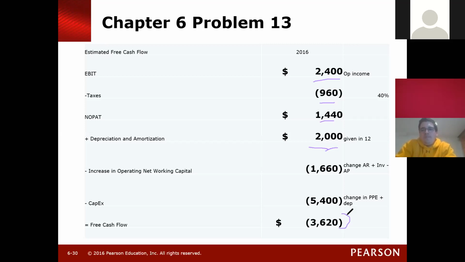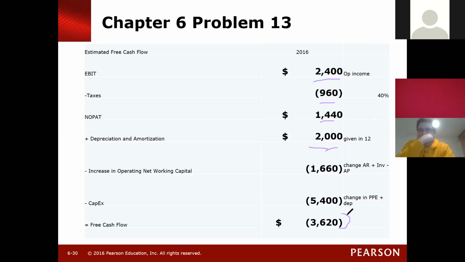I'm sorry, Professor. Can you repeat the CapEx for me, please? Yes. So the property, plant, and equipment is where we get our capital expenditures. It was 17,000 in 2015. It jumps to 20,400 in 2016.